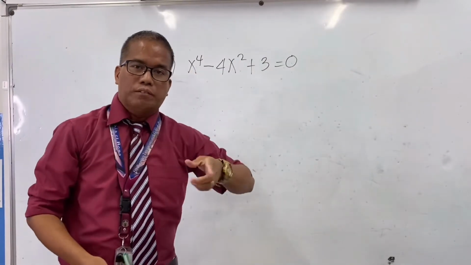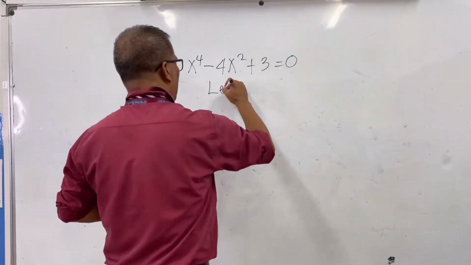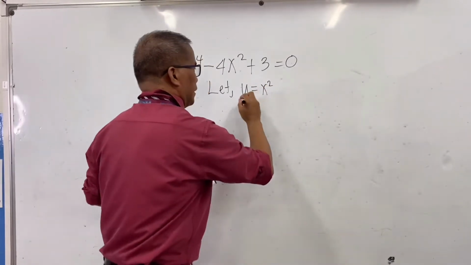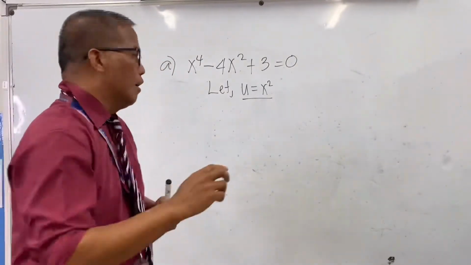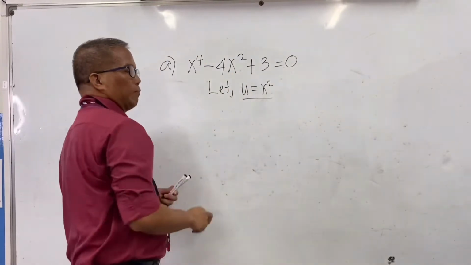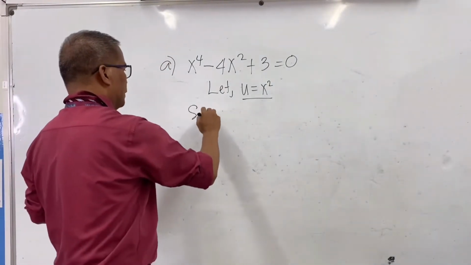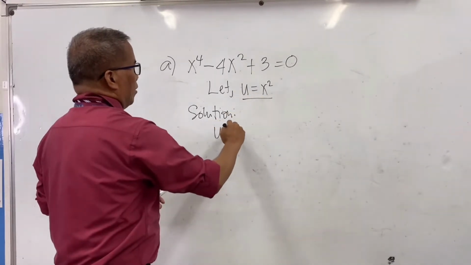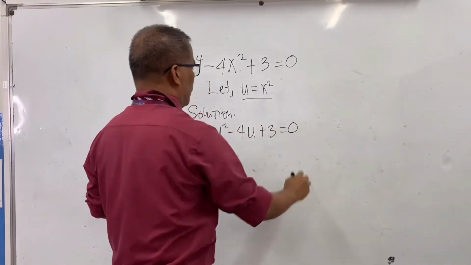Then, to solve this, you are going to start by letting u equal x squared. This one, okay? So u is equal to x squared. So meaning, we will replace x squared with u, then x raised to the 4th power with u squared. So this will be your solution now. u squared minus 4u plus 3 is equal to 0.